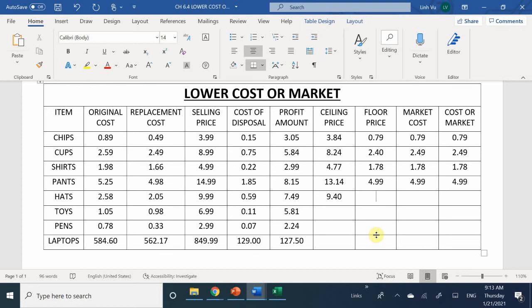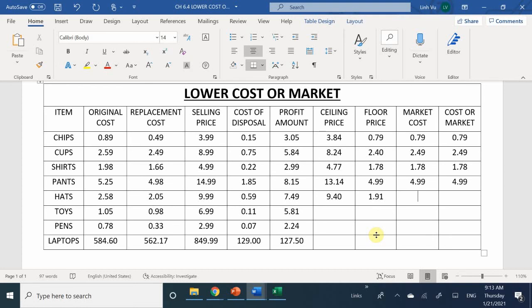$1.91. Hold on. 9.40 minus a 7.49. Okay, so what do you say? 1.91. Okay. And then which one is going to be in the middle? That's 7.49. 7.49 is not going to be in the middle. Sorry, hang on.